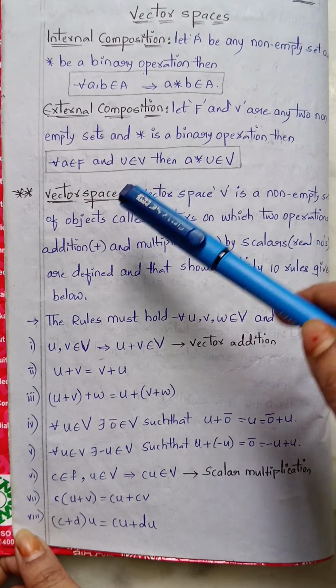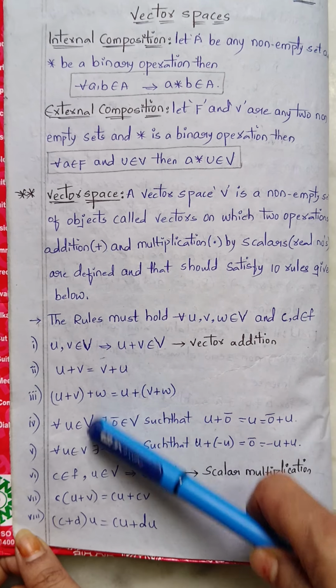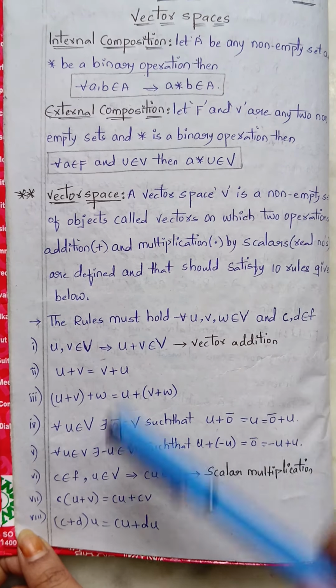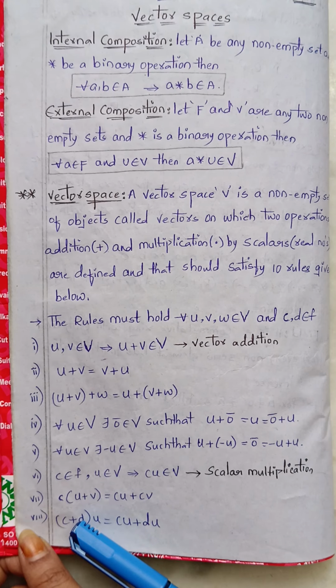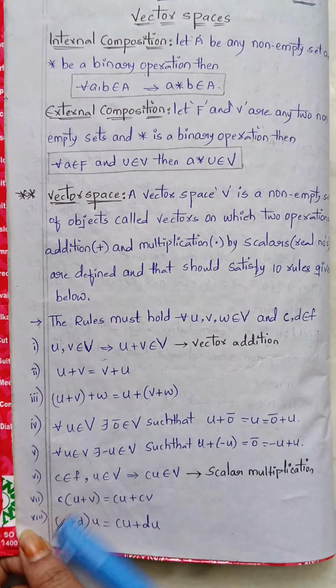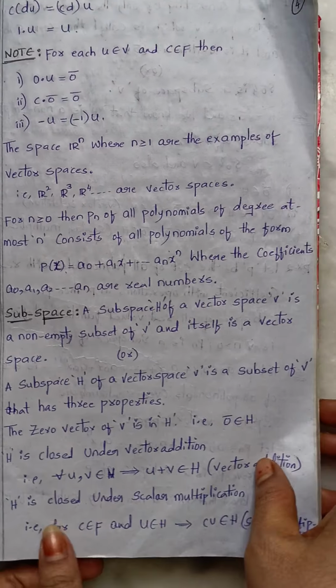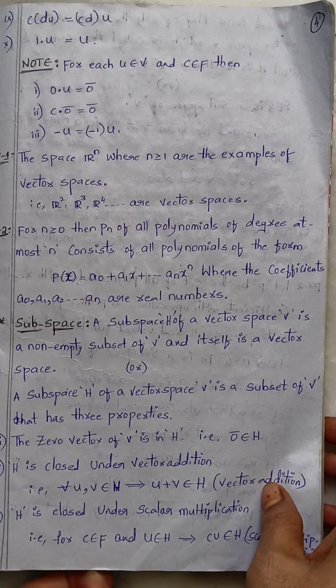So the first 5 properties are related to internal composition and the last 5 properties are related to external composition. If it satisfies all 10 properties, then we can say it is a vector space.